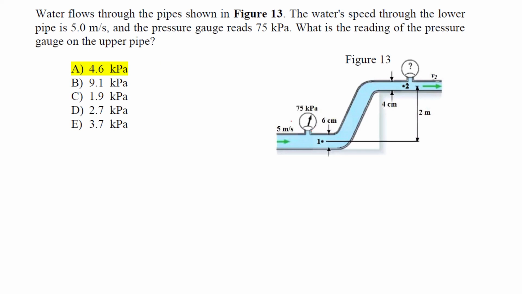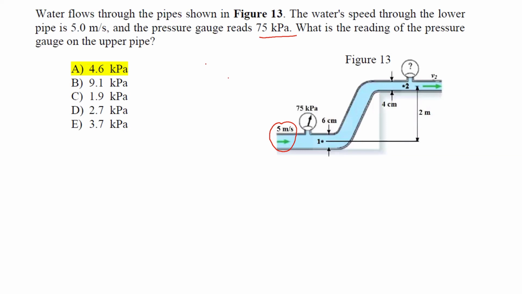I have a pipe. Water is flowing through the pipe, which is shown here. Okay? So what do I have? Water speed through the lower pipe is 5 meters per second. You can see it here. So V1 is 5 meters per second. And the pressure here, the gauge pressure reads 75 kilopascal. Okay.